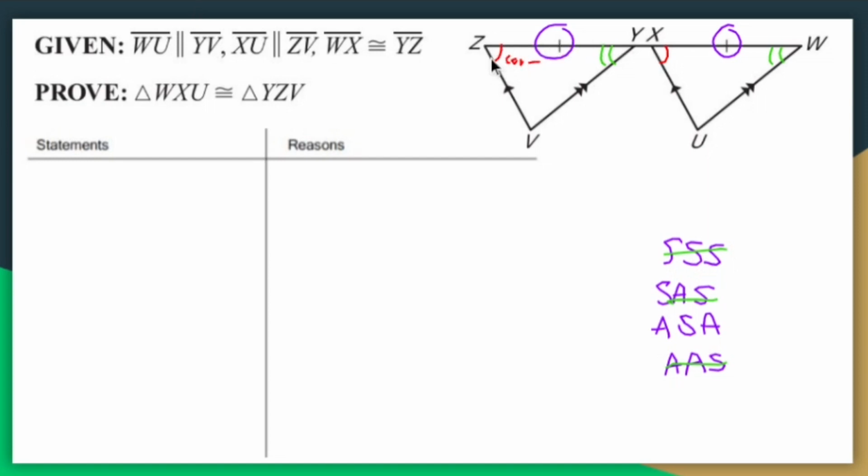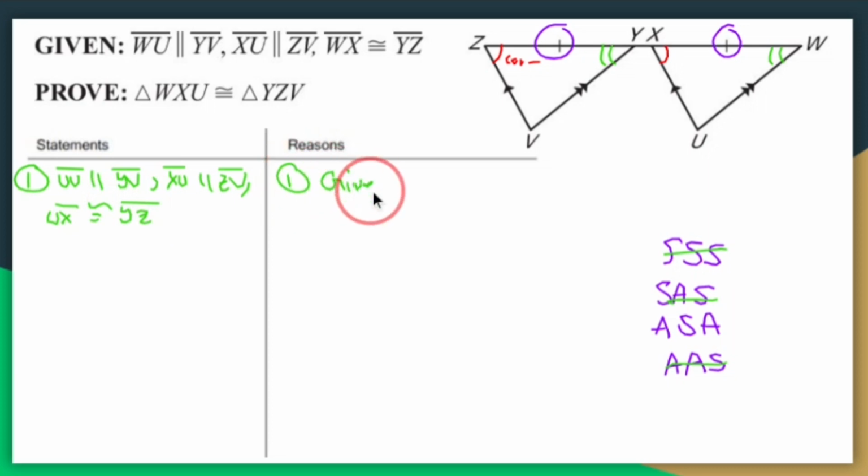I'm going to say that these two angles are congruent because they correspond. These green angles are congruent because they correspond. Therefore, the triangles are congruent from ASA. So, number one's my given. Okay, WU is parallel to YV. XU is parallel to ZV. And WX is congruent to YZ. That gives me my side right there given.